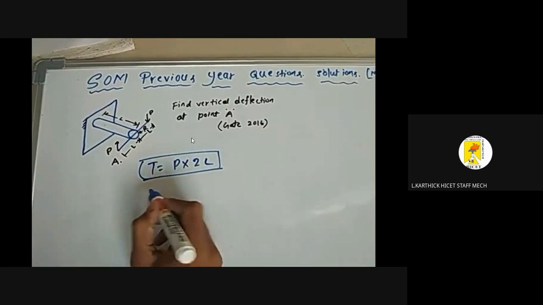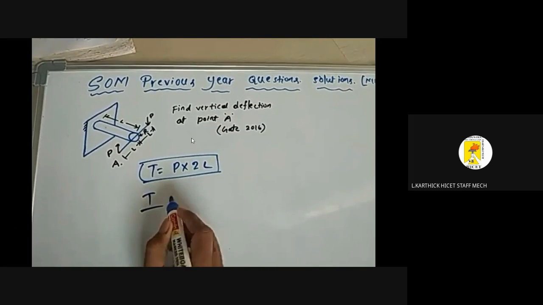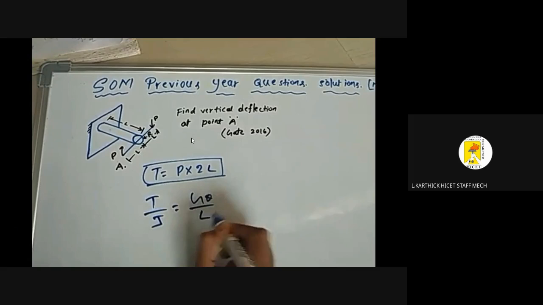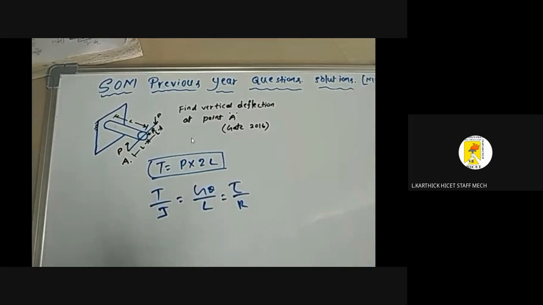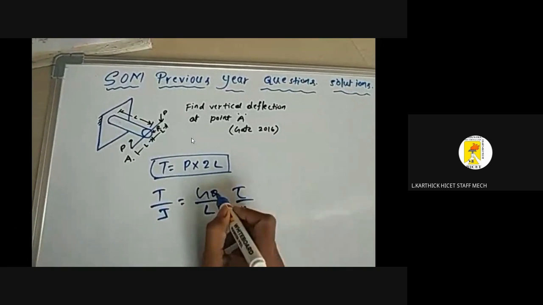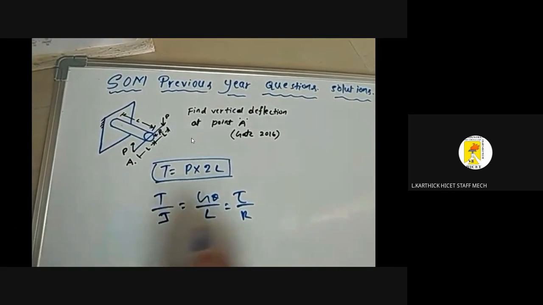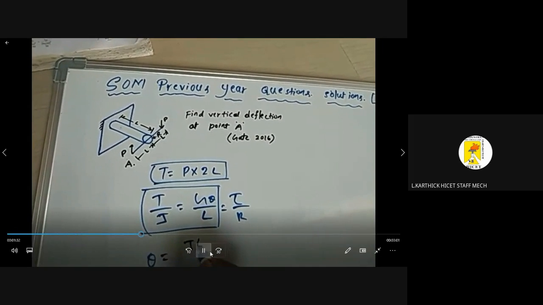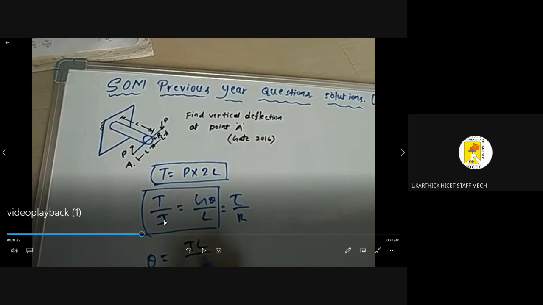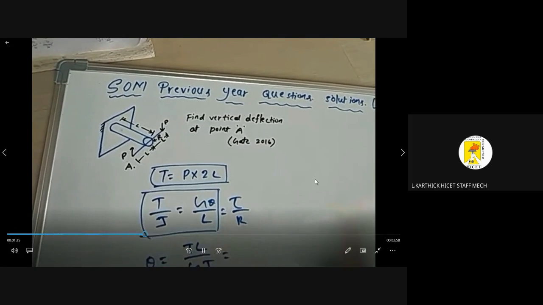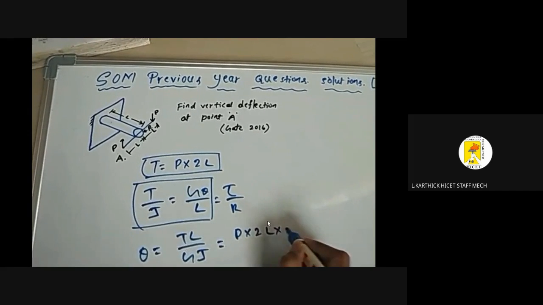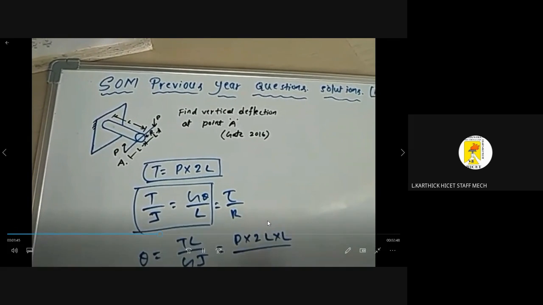Since we are applying a couple, the twist will happen, so we need to find the angle of twist. In order to find the angle of twist, T by J equal to G theta by L, and also tau by R. We all know this formula to calculate the torsion equation. You need to find theta. T has a specific expression and J also has a specific expression. With the help of this, we're going to calculate the theta value. So theta equals T L by G J, where T equals P into 2L, into L by G J.